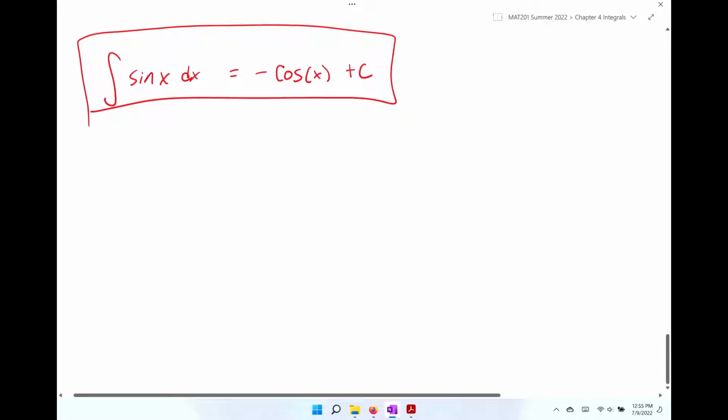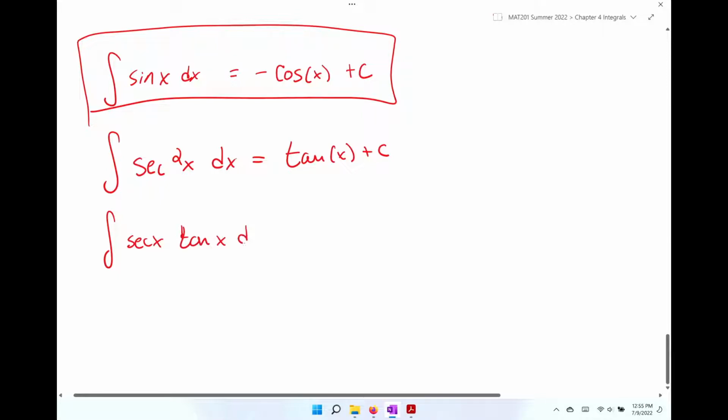So with these next trig ones, I'm just going to write them out. You're just going to be able to recognize that when you have the integral of secant squared x dx, that is going to equal tangent x plus a constant. The integral of secant x tangent x dx is equal to secant squared x. I'm sorry, just secant x, not secant squared, but secant x.